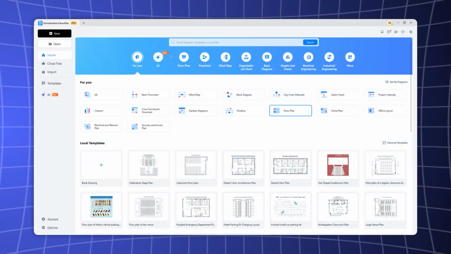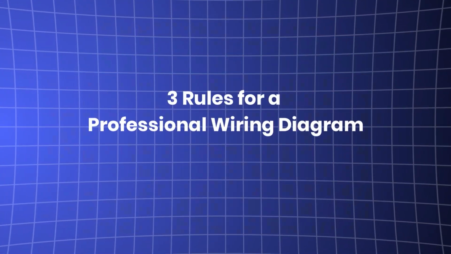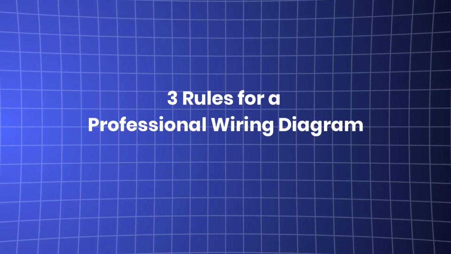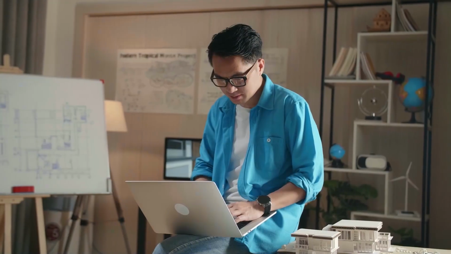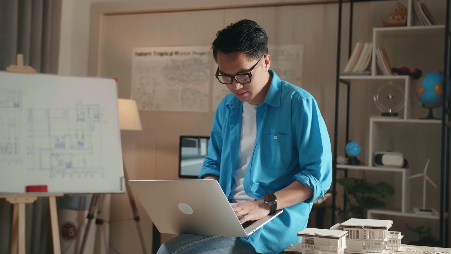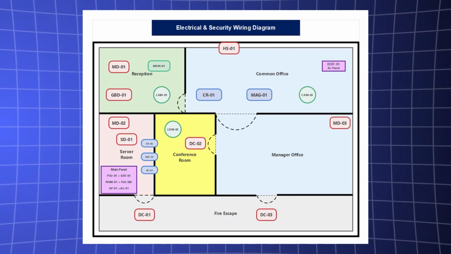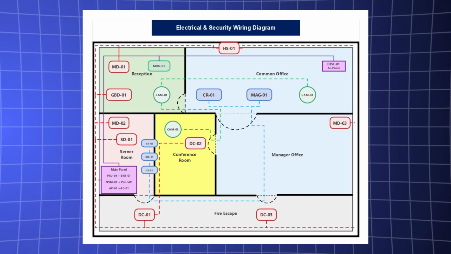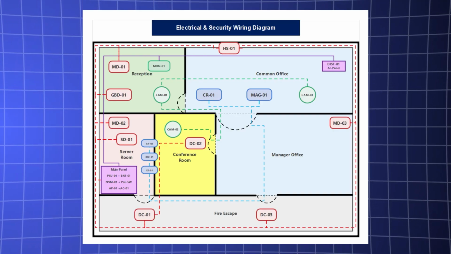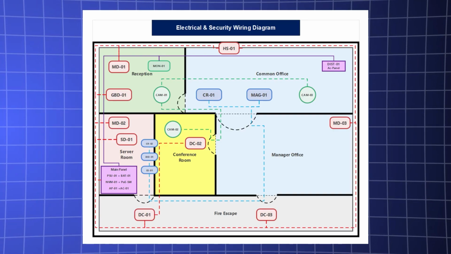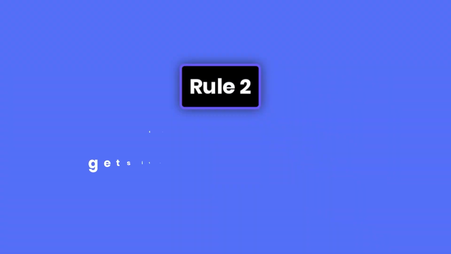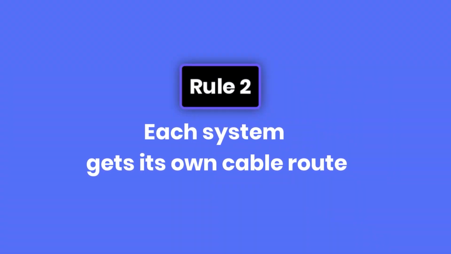Before we open EdrawMax, 3 rules. These are what separate a diagram that engineers trust from one they bin. If you remember nothing else from this video, remember these 3. Rule 1. Cables follow walls. No diagonal lines across open room space. Every cable runs along a wall or a ceiling, turns at 90 degrees, and reaches the device from the nearest wall surface.